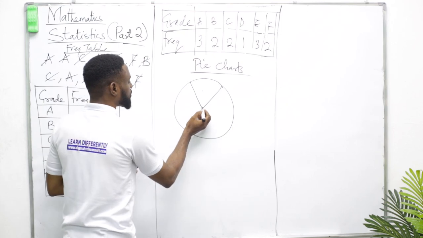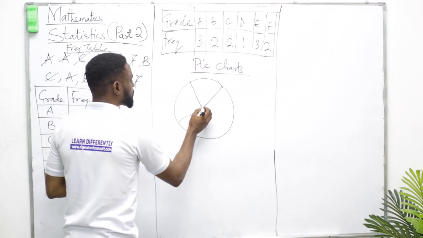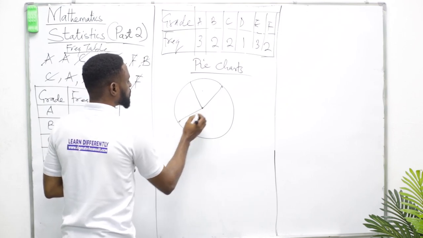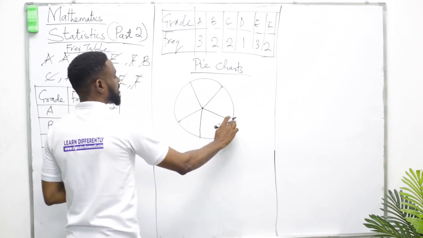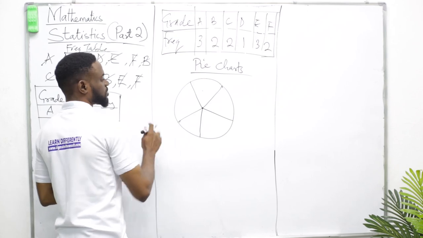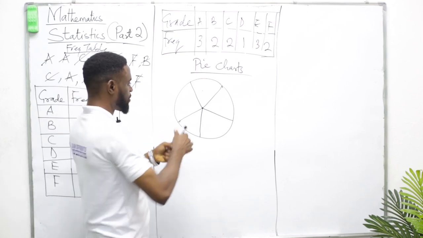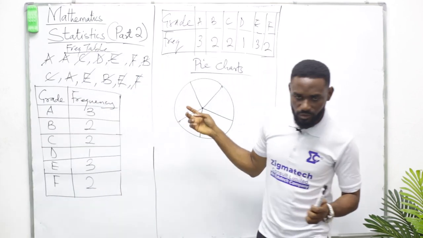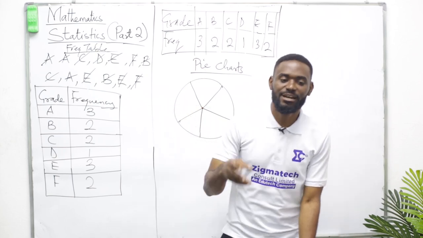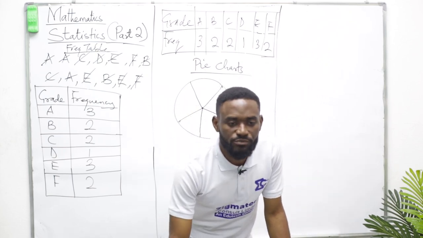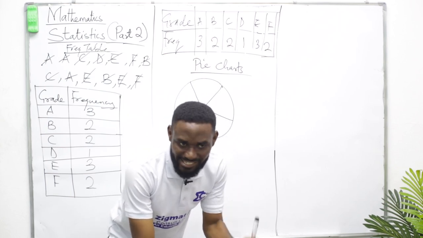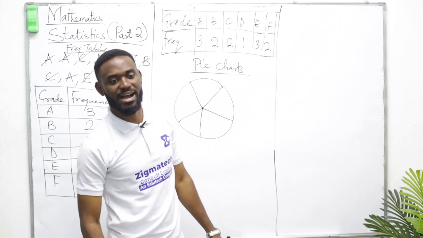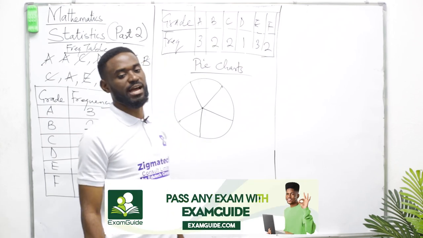So if we have this kind of thing, can you see this now? So this gives us an idea of what the pie chart is. Now we say each sector visually represents an item in a data set to match the amount of the item as a percentage or fraction of the total data set.